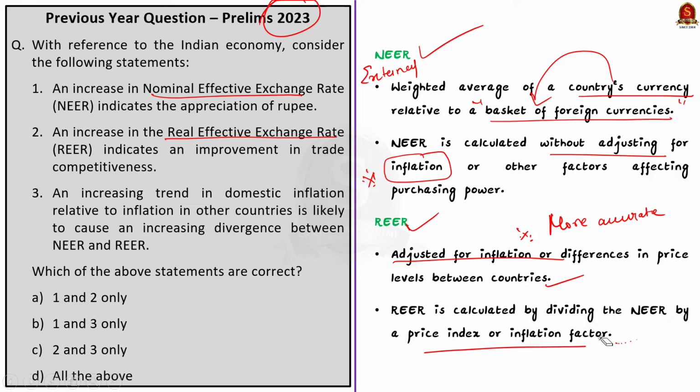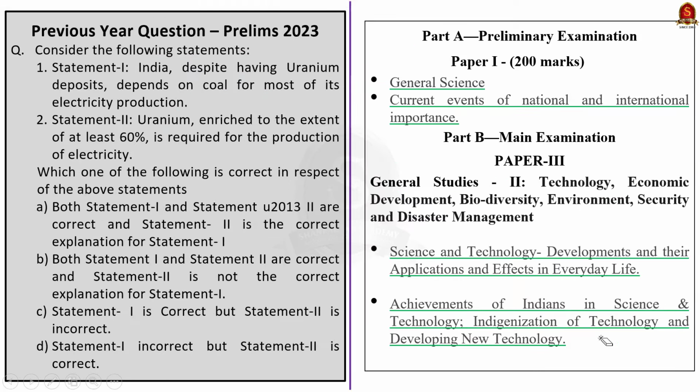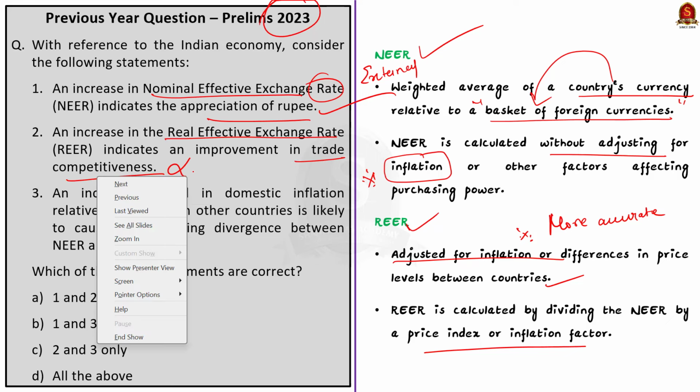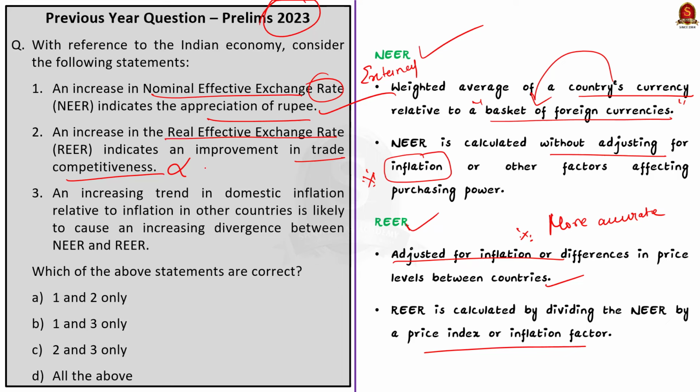Now coming back to the question, an increase in nominal effective exchange rate (NEER) indicates appreciation of the rupee. Yes, this statement is correct. Second, an increase in the real effective exchange rate (REER) indicates an improvement in trade competitiveness. This statement is incorrect. An increase in a nation's REER is an indication that its exports are becoming more expensive and its imports are becoming cheaper. It means it is losing its trade competitiveness.